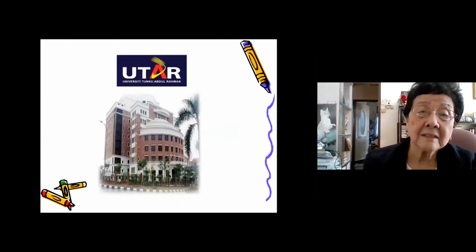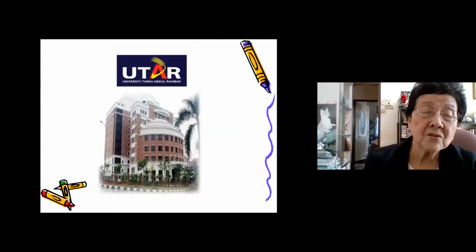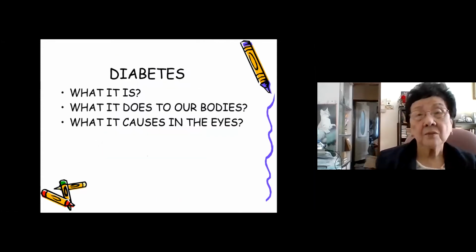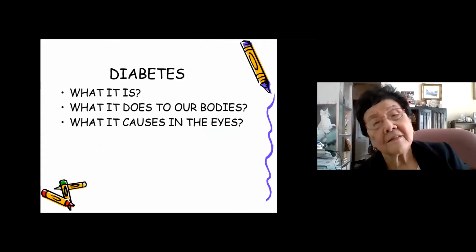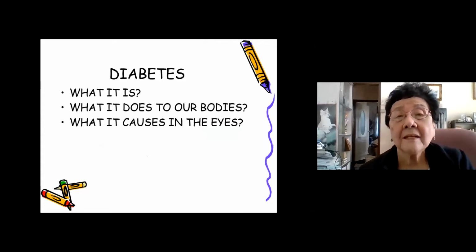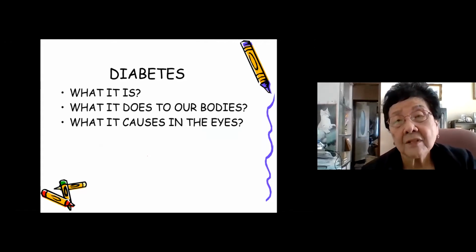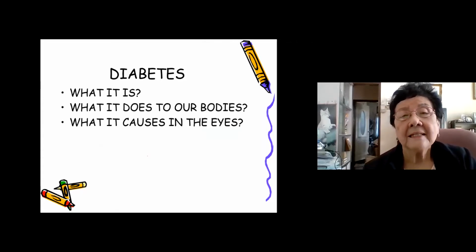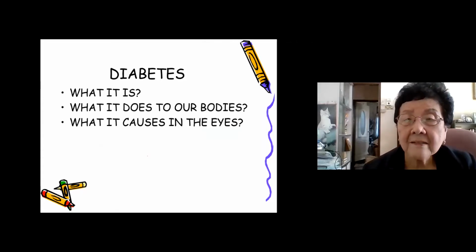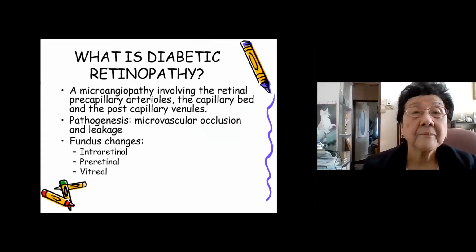And this is our famous Sungai Long University campus. So what is actually diabetes? And what does it actually do to our bodies or destroy in our bodies? And what does it actually cause in the eyes? Because what it does to our eyes really is very catastrophic because it can ultimately result in blindness.